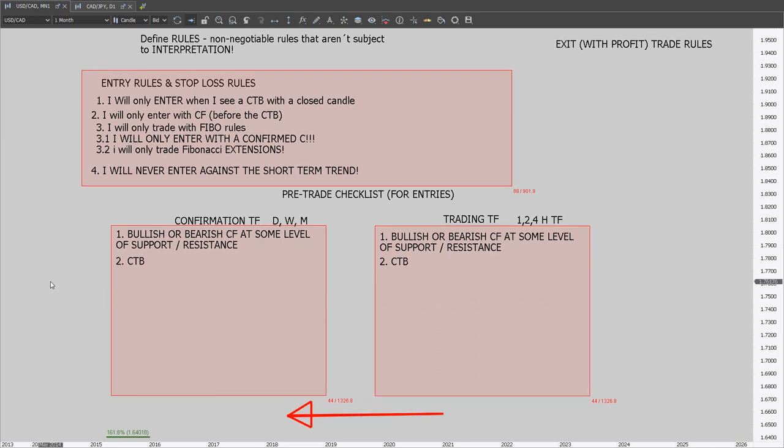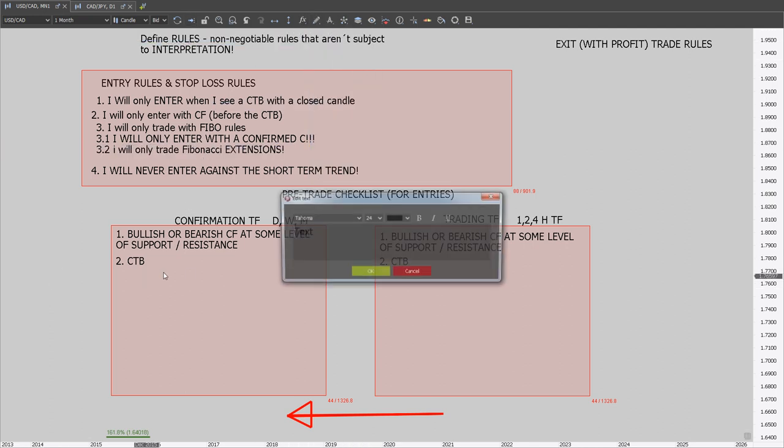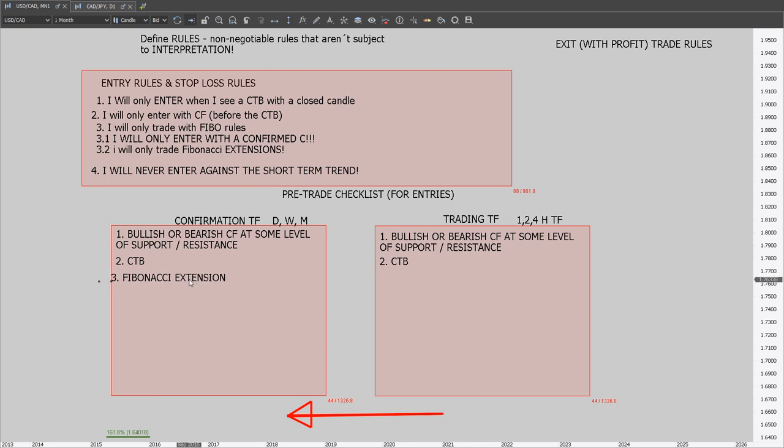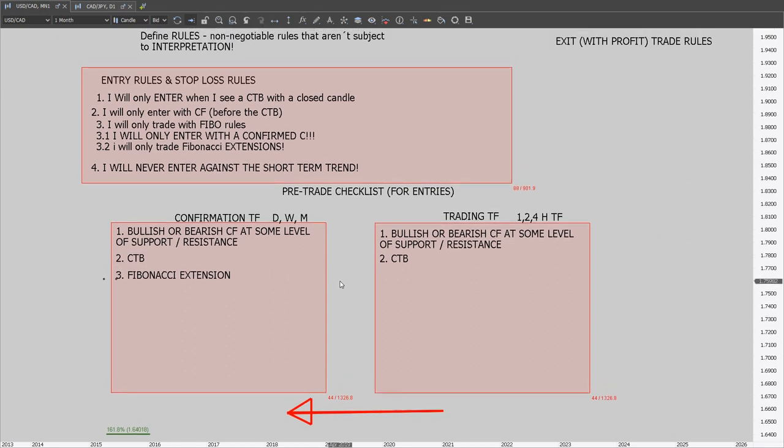It's just an example. So bullish or bearish candlestick formation, some level of past support or resistance, counter trend line break. Okay, number three would be Fibonacci extension. So I'm going to enter my trade only when I see from the daily chart that the market is in a Fibonacci extension. Okay? And if I want to increase the probability, I'm going to enter in the same area in my trading time frame.